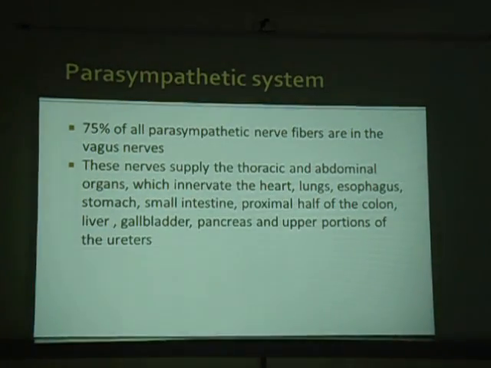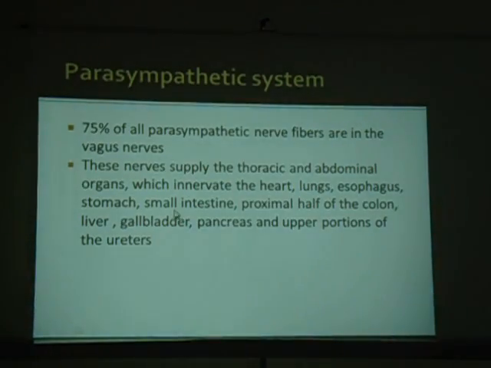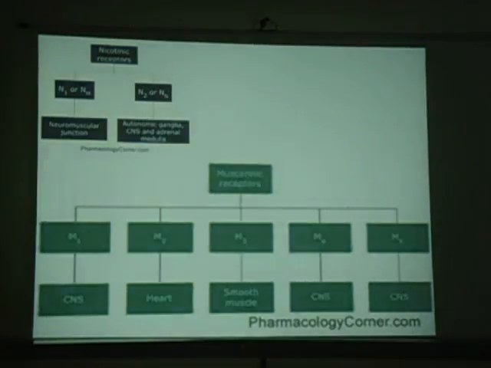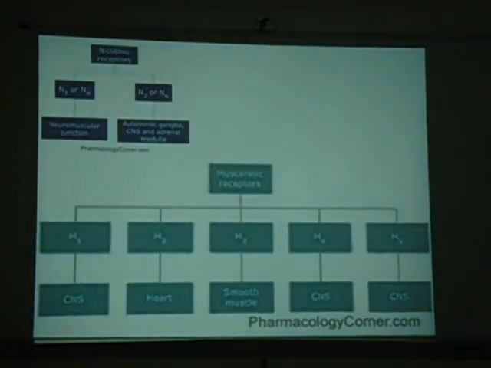About 75% of all parasympathetic nerve fibers are in the vagus nerve. So they supply the thoracic and abdominal organs: heart, lungs, esophagus, stomach. You already saw those organs, it's just a summarization here. Gallbladder, pancreas, upper portion of the ureters, all these areas have the parasympathetic system. So I believe you know where the receptors are present.